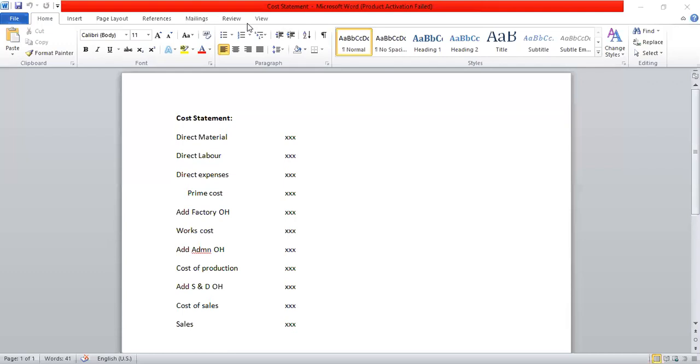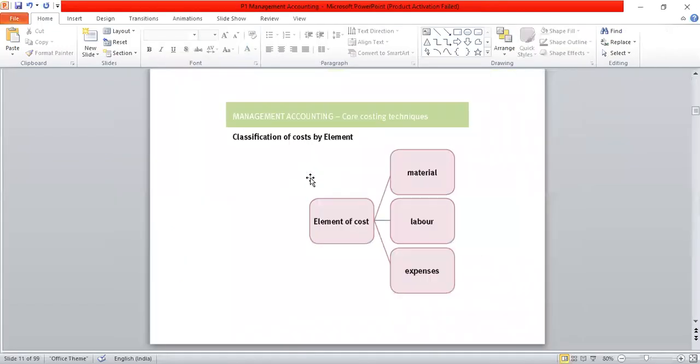Sorry about that. So what is the format of a cost statement? The cost statement has the first section, which includes all the direct costs. Based on another classification of cost that we covered yesterday, that is based on the elements of cost, there are three elements of cost: material, labor and expenses. So the direct component of all these three elements of cost, that is direct material, direct labor and direct expenses, added together, would be called prime cost.